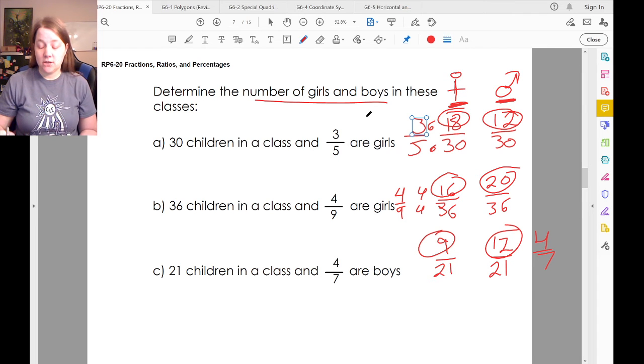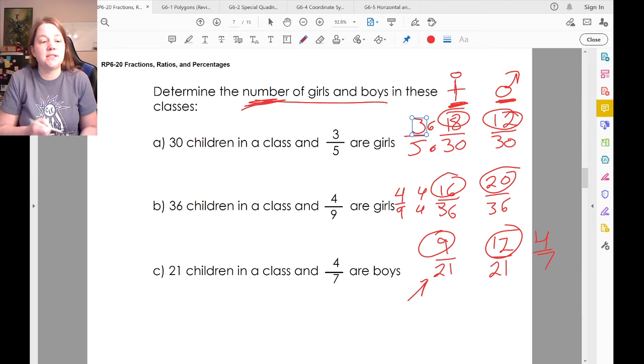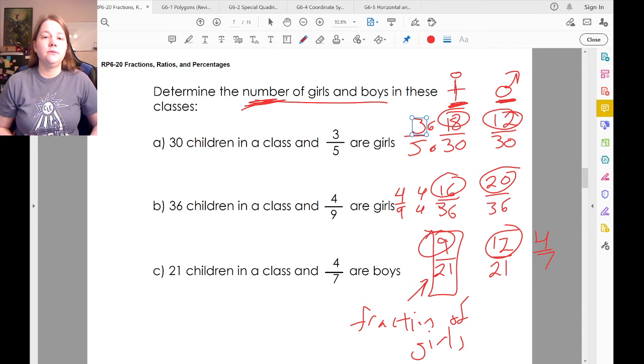If we say there's 9/21 girls and they ask for the number of girls, that's going to tell you that there's not even one entire girl in the class. If they ask for the fraction, this would be the answer for the fraction of girls, which is why it's always important to read carefully.